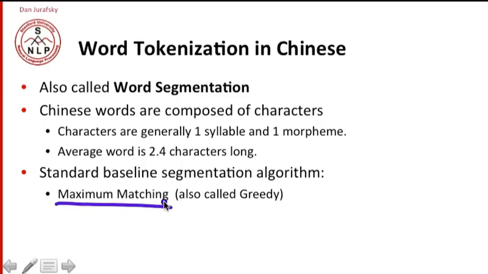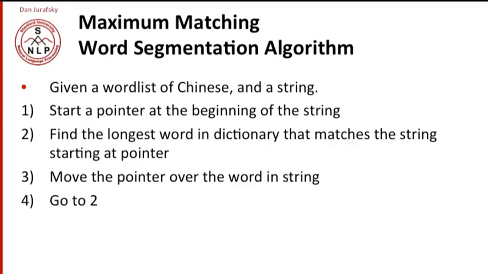So let's look at max match as an algorithm. We're given a word list of Chinese, so a vocabulary of Chinese, a dictionary, and a string. We'll start a pointer at the beginning of the string. We'll find the longest word in the dictionary that matches the string so far, starting at the pointer. We'll move the pointer over the word in the string, and then we'll go back and move on to the next word. So let's just see an example of that working.